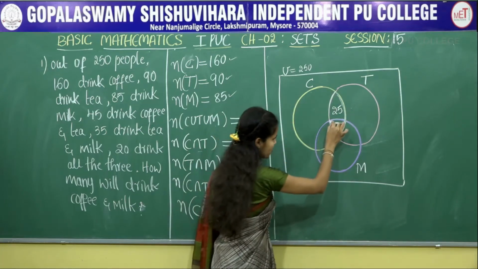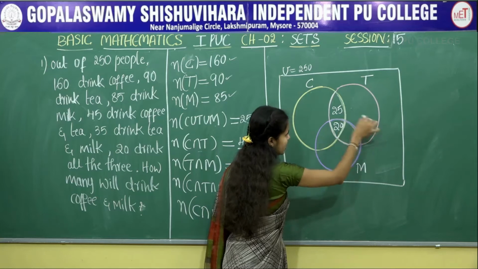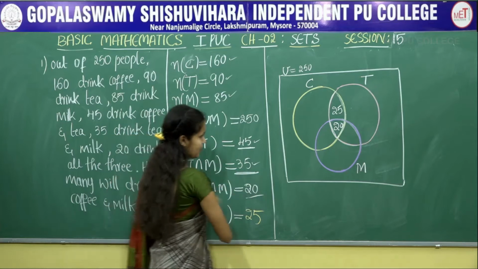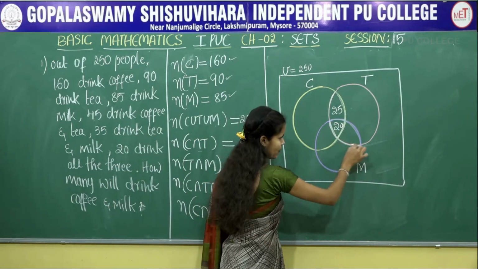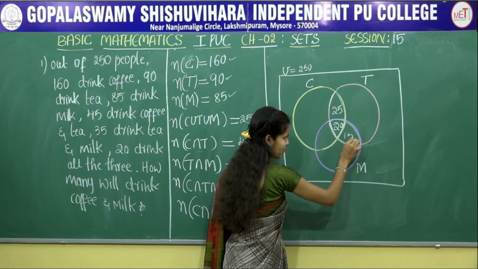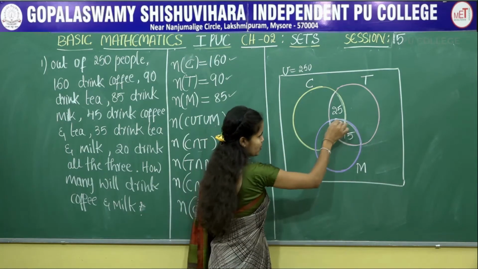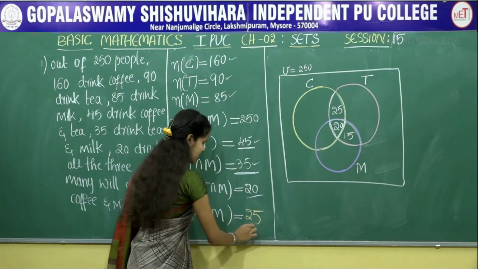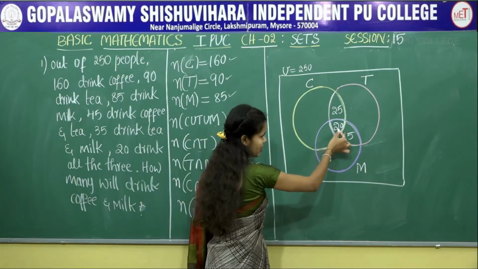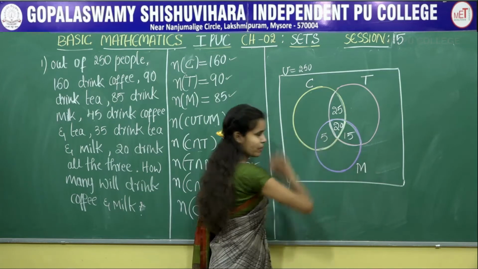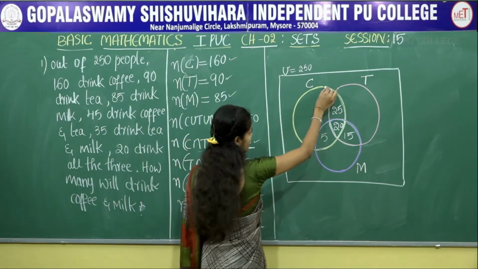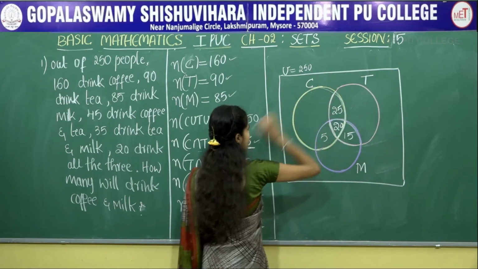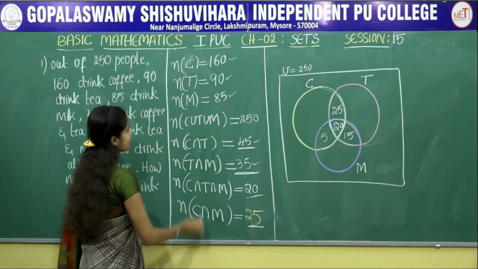Next fill the intersecting portion for T and M. T intersection M is 35. Already we have written 20, we want 35, so the remaining is 50. Next fill the intersecting portion for C and M. C intersection M is 25. Already we have written 20 here, we want 25, so the remaining is 5. So next fill the elements in set C. How many members are there in set C?